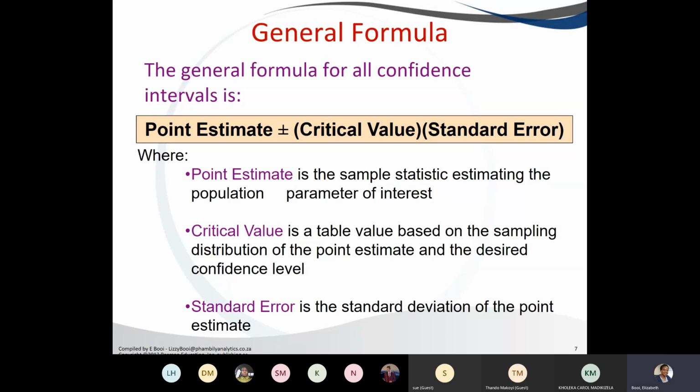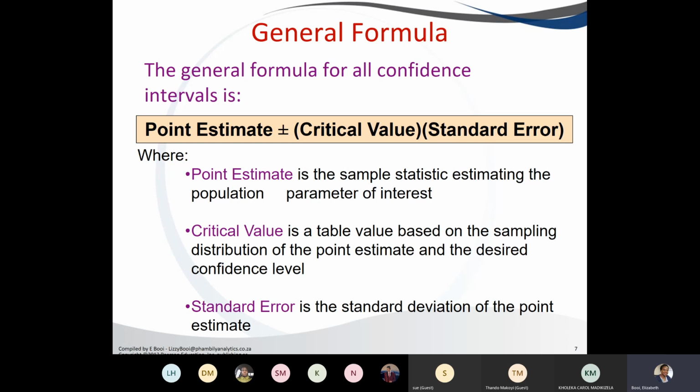And with that, you will be able to calculate your confidence interval. With a confidence interval as well, because of that plus or minus there, it tells you that you will have your upper and your lower interval. The lower interval, we always find it by using the minus sign. The upper interval, we find by calculating the addition.